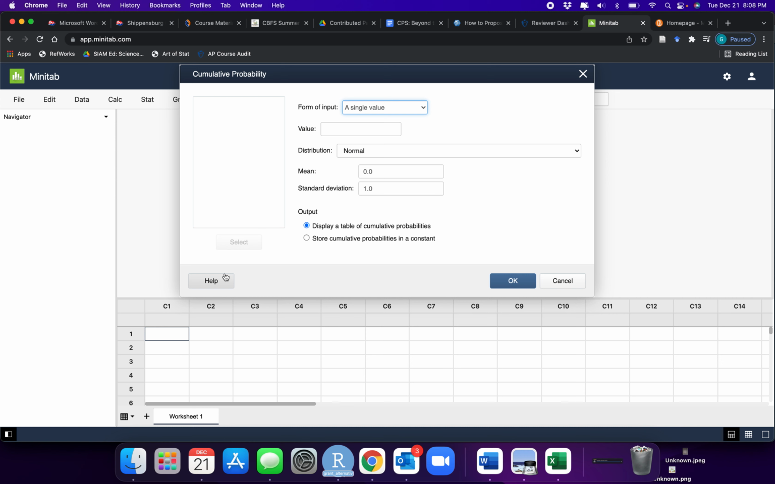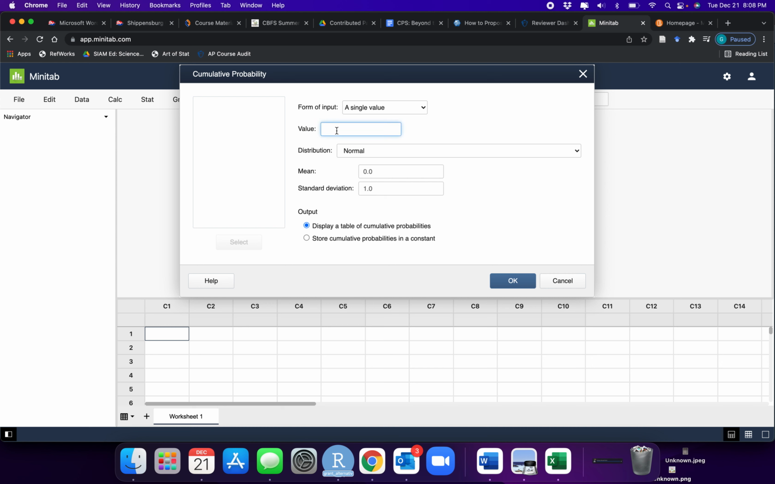It's going to ask you, what do you want to input? A single value or a column of values? It may at some time be helpful for you to want probabilities not just about one single number, but a bunch of numbers. We could put them in, say, column C1 down here, and find probabilities about all of them. Now, a cumulative probability is going to find the probability at and below a point. So it asks for a single value, my input.